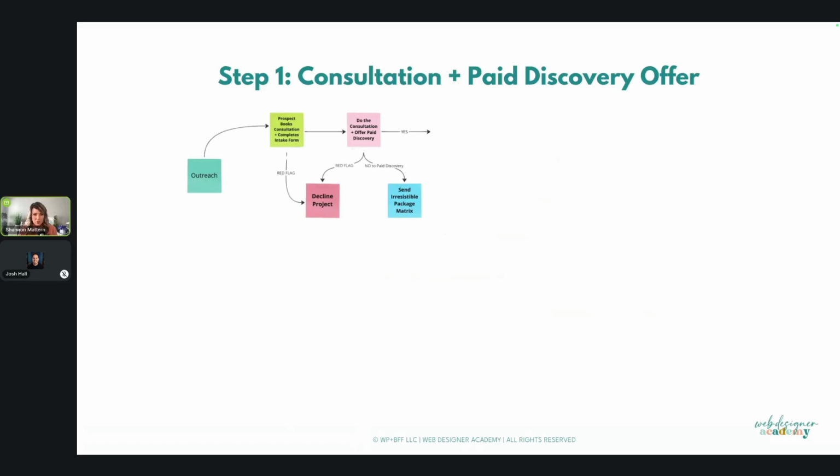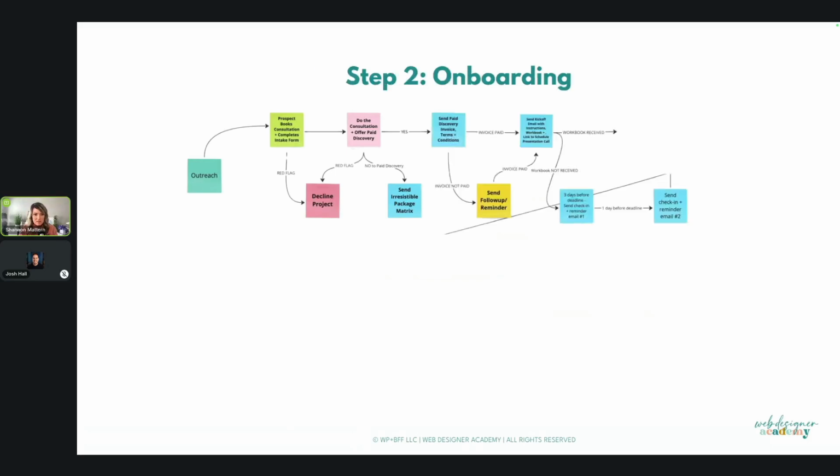I know Josh has a pre-qualification page where you would make the client go away. But we have our red flags. We always tell our students you can decline a project for any reason whatsoever. You don't even have to talk to the person. But you'll do the consultation, you'll offer paid discovery. If they say no, we call it an irresistible package matrix. But if they say yes, then you'll send the paid discovery invoice, terms and conditions.